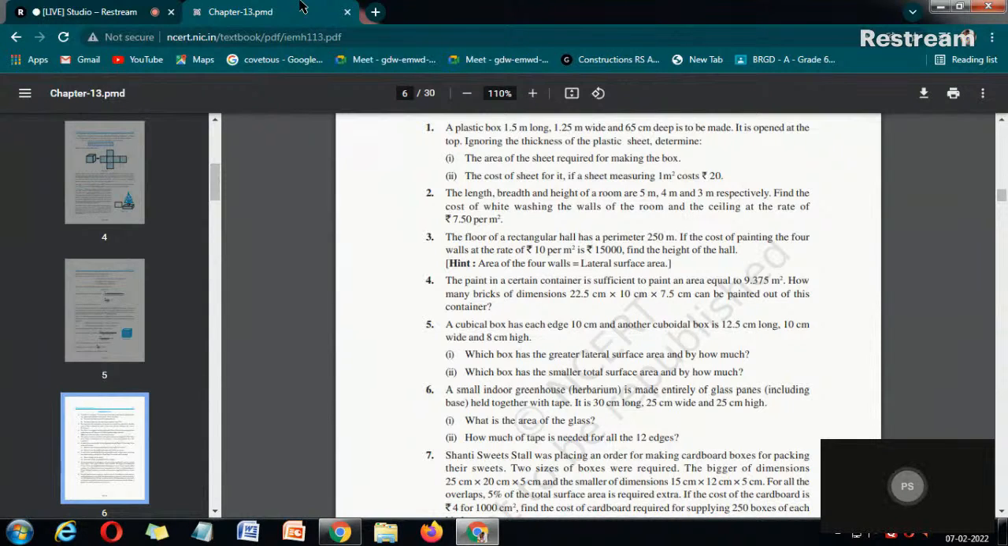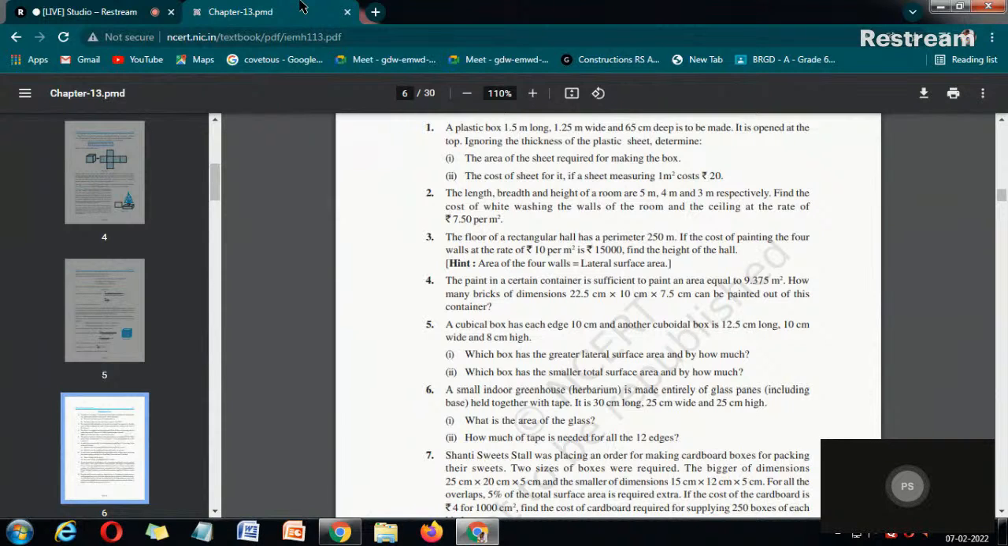Very long question, but it is very easy. Two things you have to take in view. Small box, big box. Adding, subtracting, doing the total surface area again, doing it with 5%. All such things are there in this. Let's start doing it.